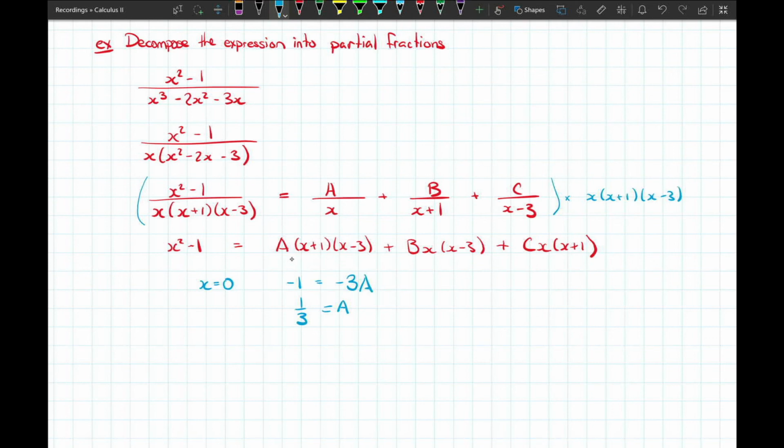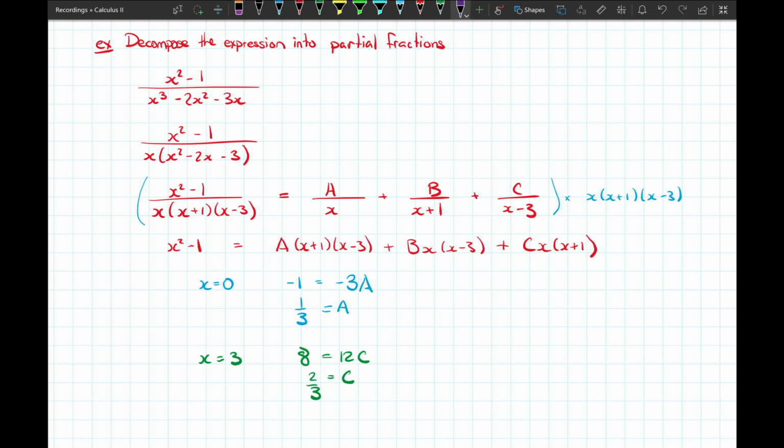I'd have to choose some sort of value that if I plug in for x, most of the terms are going to go to 0. Let's try choosing x equal 3. You can see that when I plug 3 in, all of the factors x minus 3 are going to be equal to 0. On the left-hand side, I have 9 minus 1 equal to, on the right-hand side, 0 plus 0 plus c times 3 times 4, which is equal to 12c. So c is going to be 8 over 12, which is 2/3.